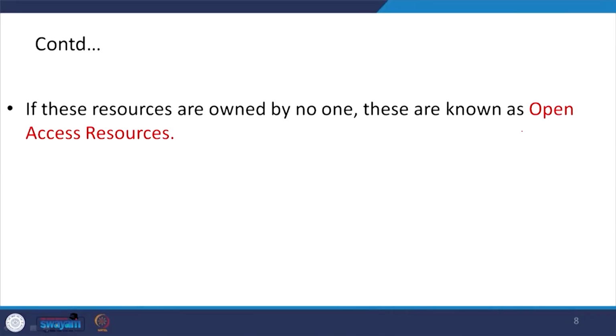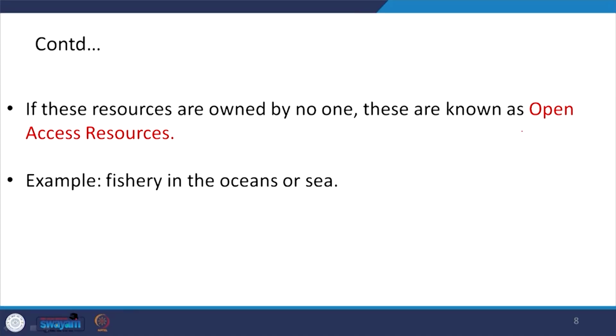And the second one is that if the ownership is not based on anyone, that means no one has common property rights on that particular good, then it is a case of open access resource. The example can be the fishery in the oceans or the sea, because the sea is open and not actually owned by anyone. So, in this fishery case, this fishery is a case of open access resources.